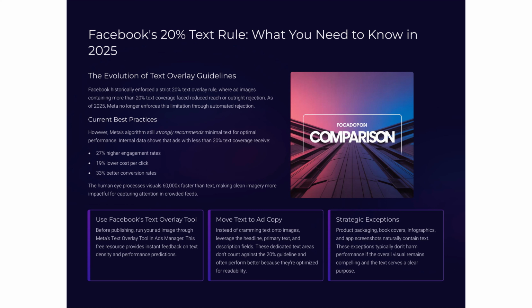Facebook's 20% text rule has evolved. While Meta no longer enforces it strictly, ads with less than 20% text still perform better, achieving 27% higher engagement and 33% better conversion rates. Use Meta's text overlay tool for feedback, and shift text to add copy fields for improved readability and performance. Strategic exceptions include product packaging and infographics.